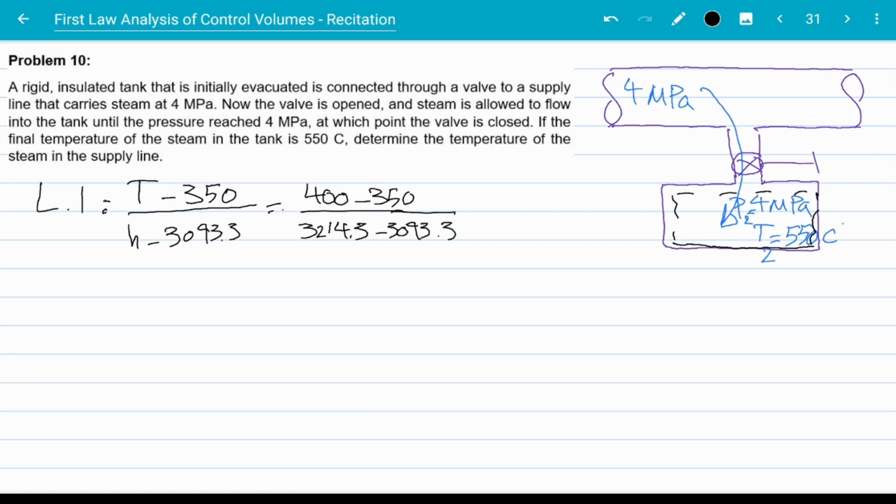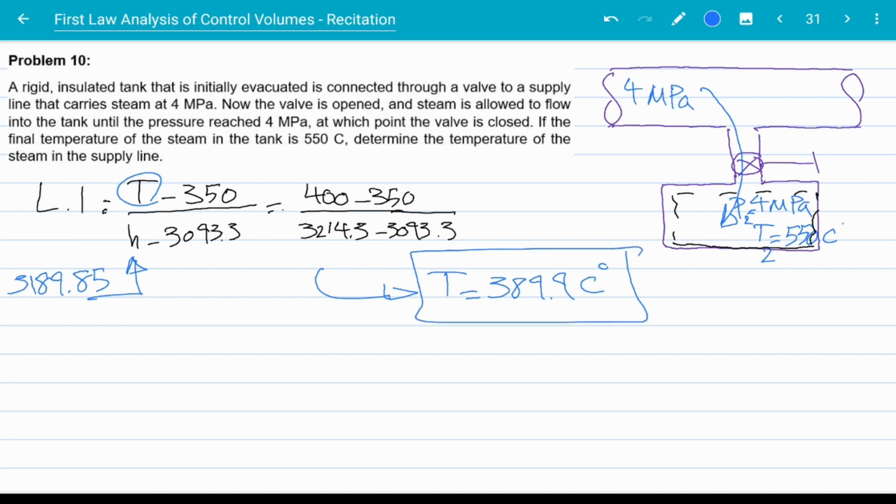3093.3. Now keep in mind that I've done a detailed linear interpolation in a previous video. I'm going to post the link to that video in the description below and on the screen right now. Make sure to check that video out if you have trouble with the linear interpolation concept. Now, if I plug H 3189.85 here, I can find the temperature I'm looking for. If I do that, I'll get that the temperature is 389.9 degrees Celsius. So I found the temperature of the supply line.